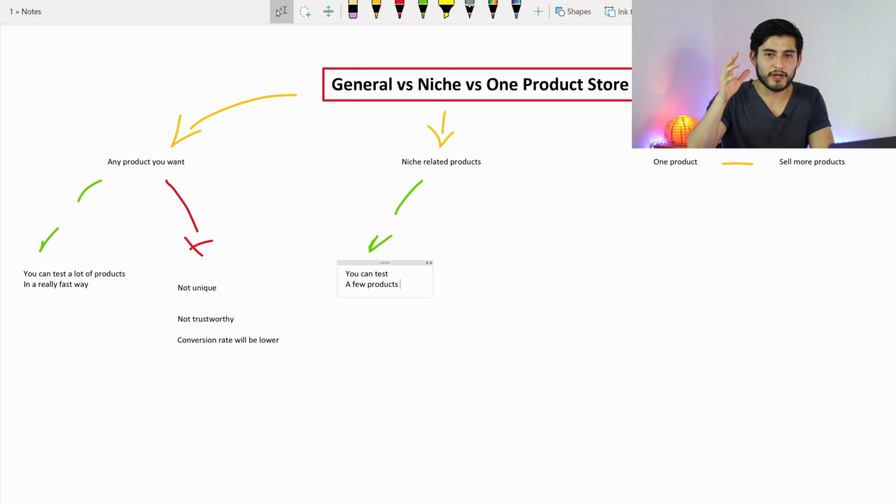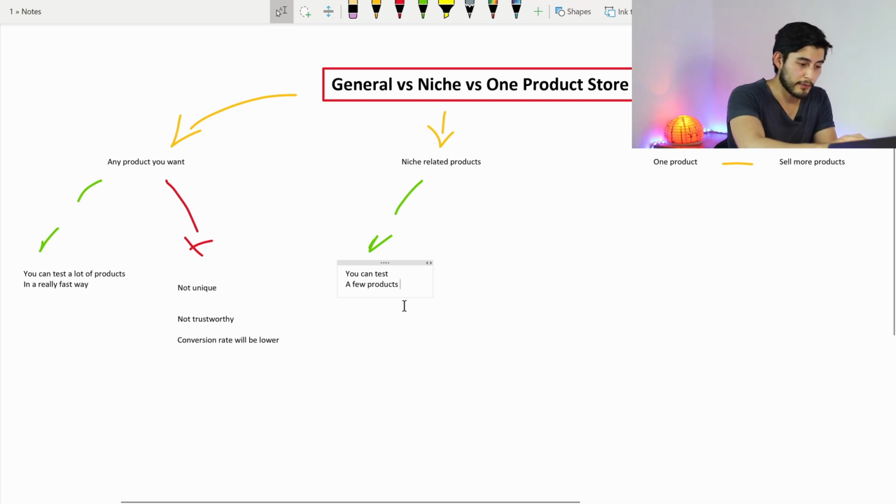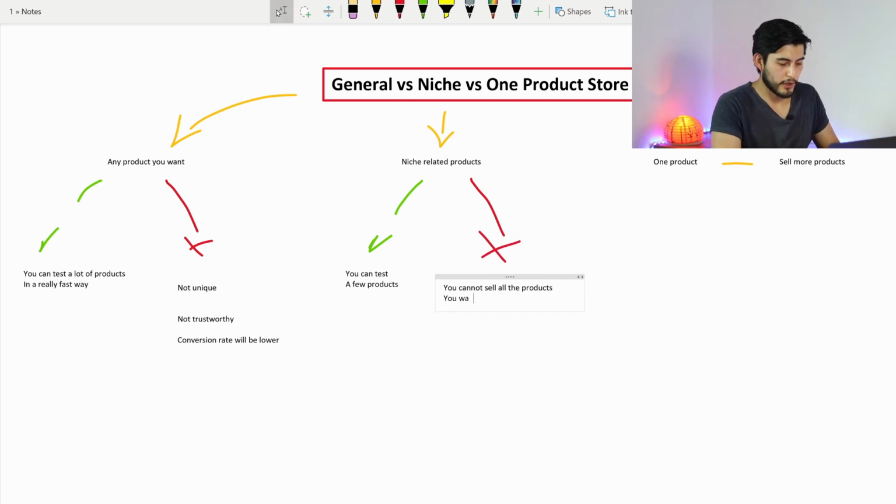And in any niche that you can think about, you're gonna have hundreds and hundreds of products that you can sell. So that's why you can test a lot of products, but the main problem about this type of store is that, of course, you cannot sell all the products you want. But at the same time, a really big problem is that even if you create a niche store, your brand is not gonna be super unique.